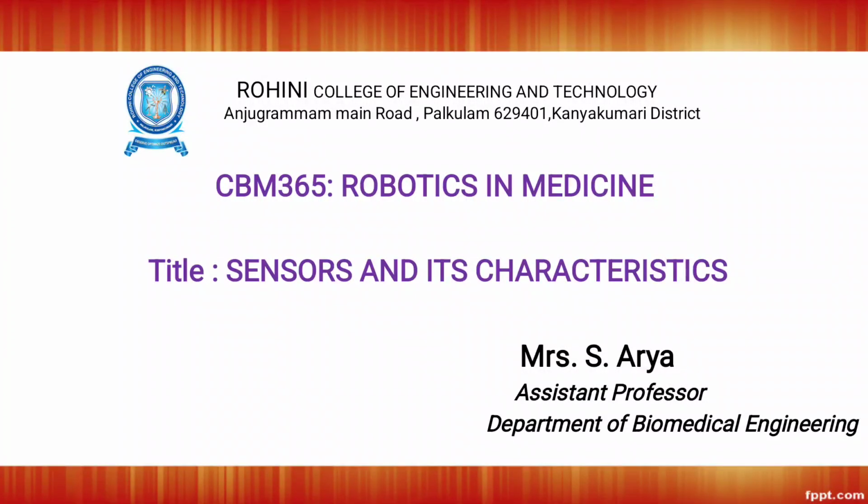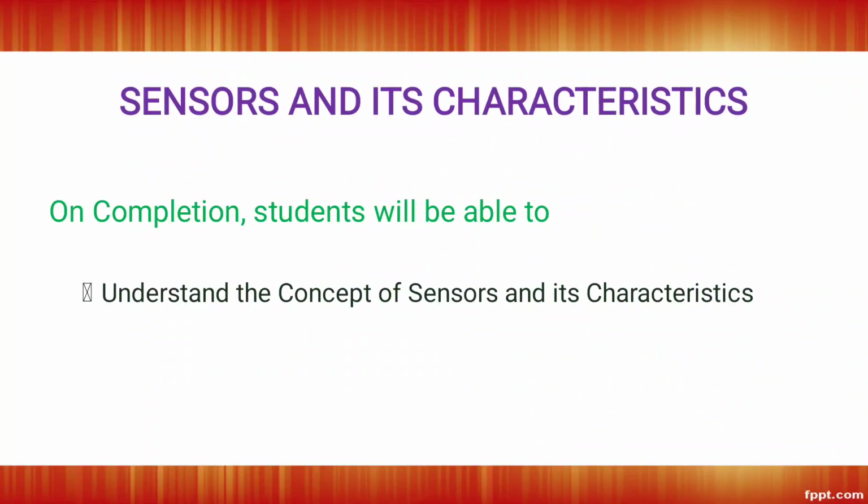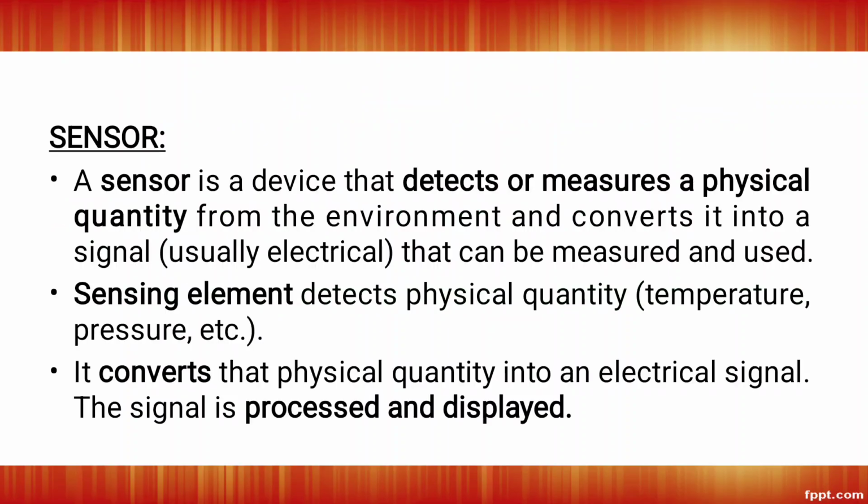Good morning everyone. Today we are discussing a topic from the subject CBM 365, Robotics in Medicine. The topic is from the fourth unit, that is, sensors and their characteristics. After completing this presentation, you must understand certain types of sensors and their characteristics too.